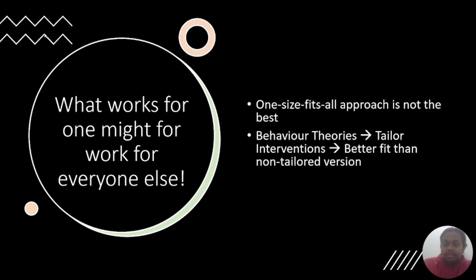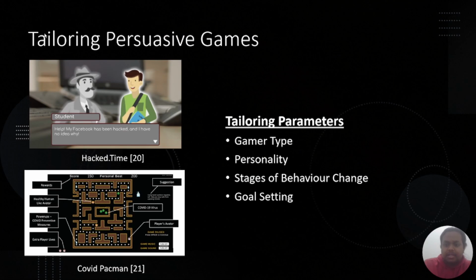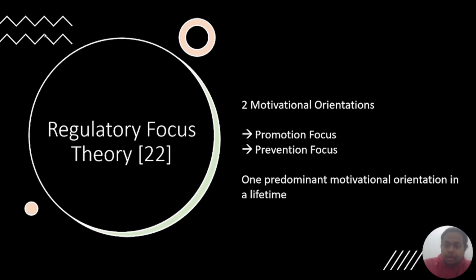From the literature review, it was evident that a one-fit-for-all approach was not the best, and tailored interventions significantly yielded better results in bringing about a positive behavior change among users. Some of the common tailoring parameters are gamer type, personality, stages of behavior change, and goal setting. We went ahead with regulatory focus theory, a goal setting theory which states that users adopt a predominant way to achieve their goals in their lifetime.